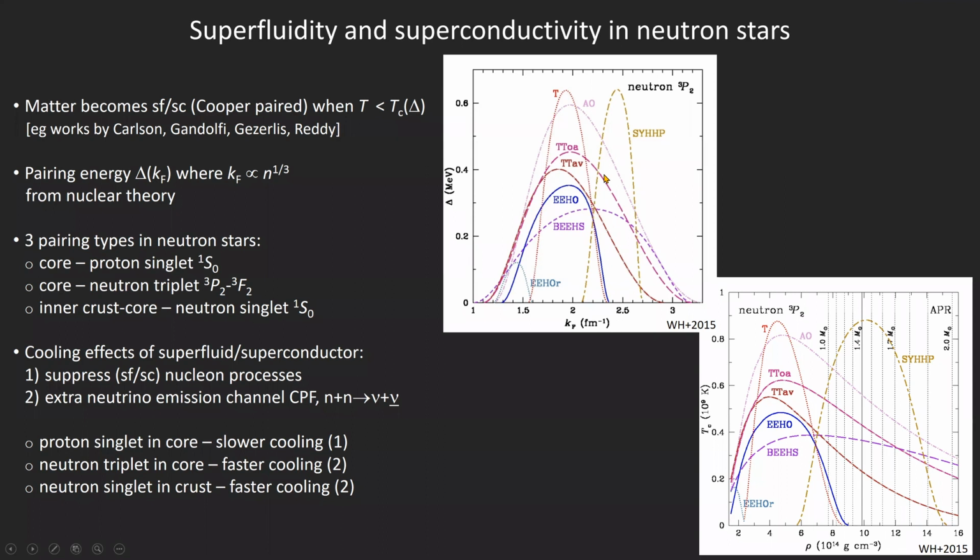So you would require 3P2 pairing to be present up to 2.5, 3 times nuclear density. Yeah, that sounds about right. Okay. I don't know if there are other questions.